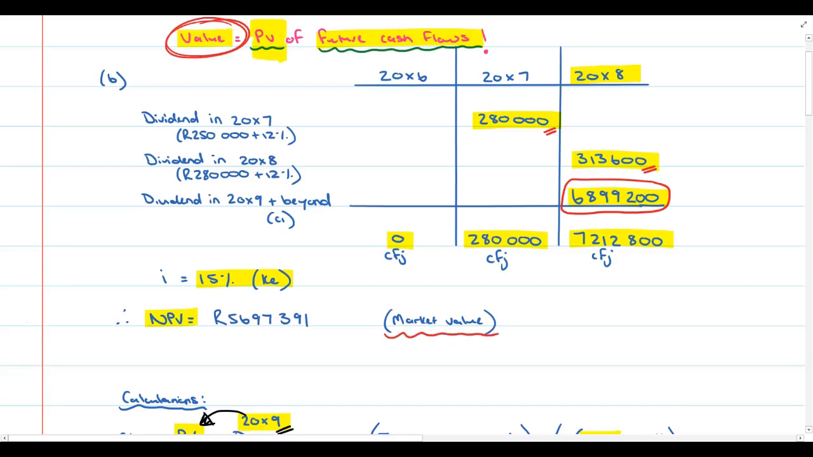All we've done is we've present valued all of the dividends that Bulletin expects to receive from this investment in the future. What is the present value of all of those dividends? That gives us the market value of this investment. All right, and that then answers part B of the required.